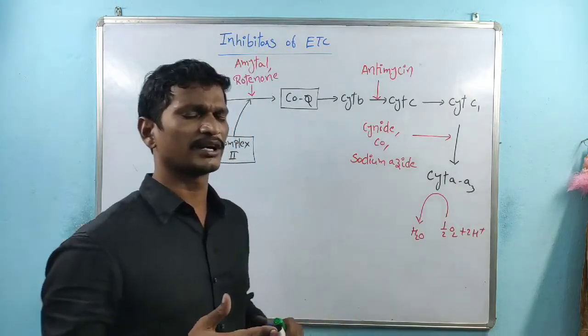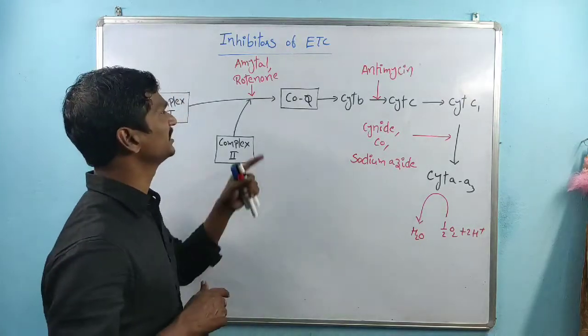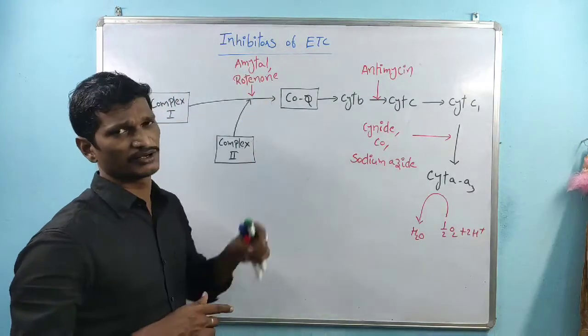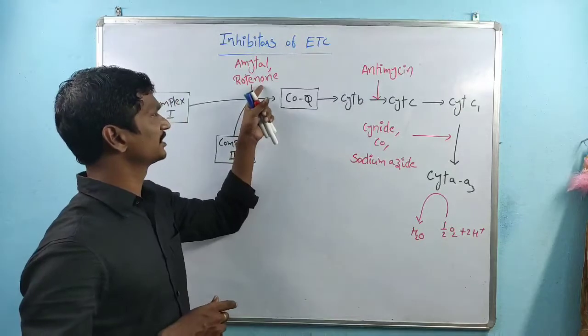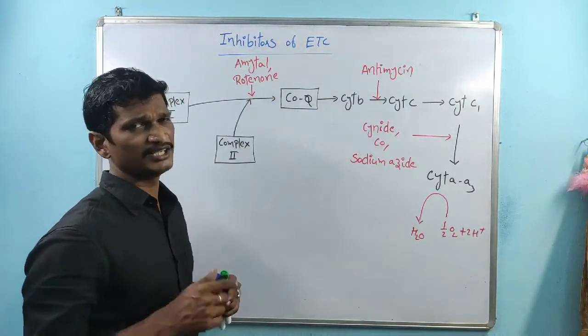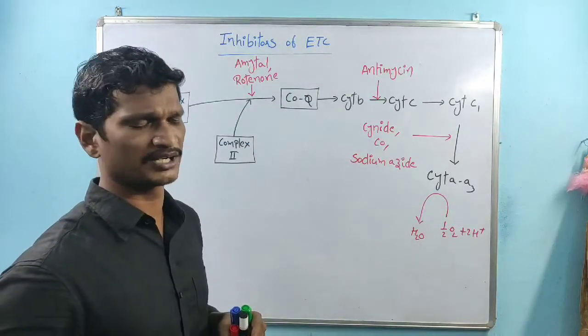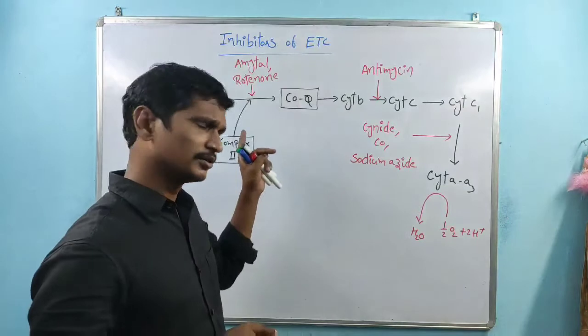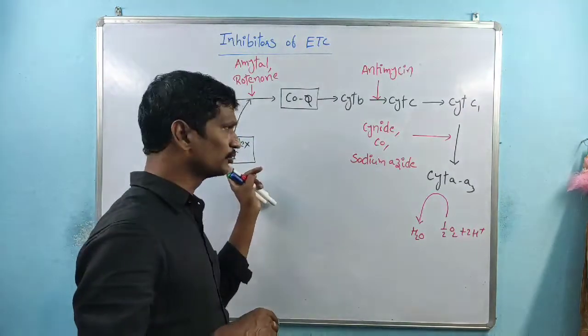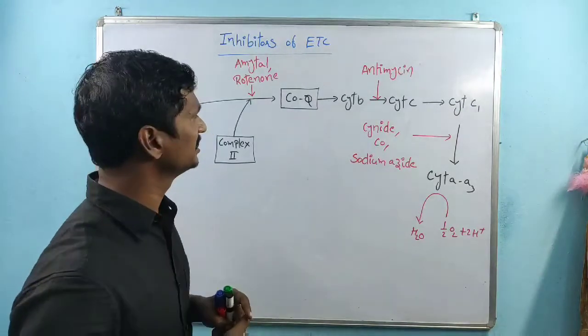The flow of electrons from complex 1 or complex 2 is blocked by amytal. This is one of the inhibitors. The next one is rotenone. Rotenone is another inhibitor. These inhibitors block the flow of electrons from complex 1 to coenzyme Q or from complex 2 to coenzyme Q, so the electron flow is inhibited.